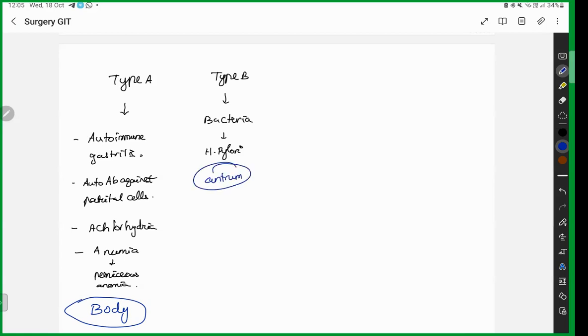So type A, autoimmune disease. It is going to be affecting the body of the stomach. There is going to be anemia. What type of anemia? Pernicious anemia. And this is going to have achlorhydria. So it's an autoantibody against your parietal cells.